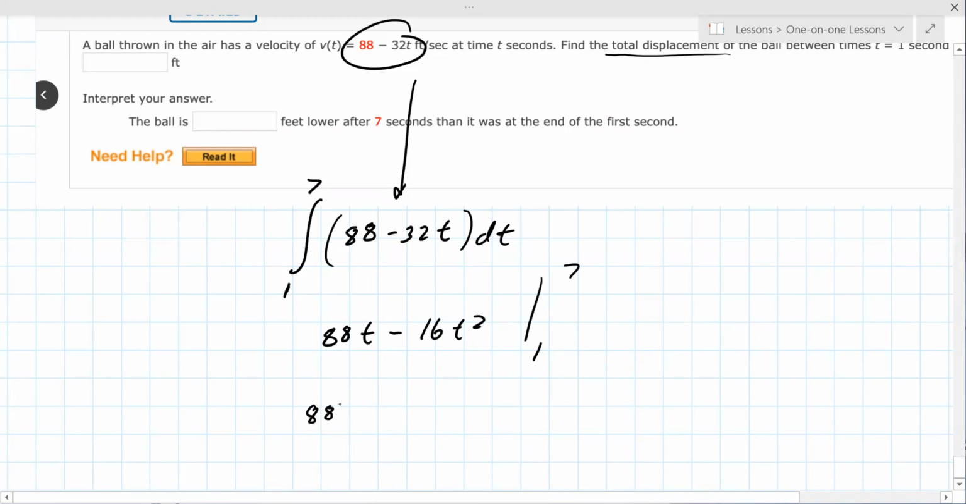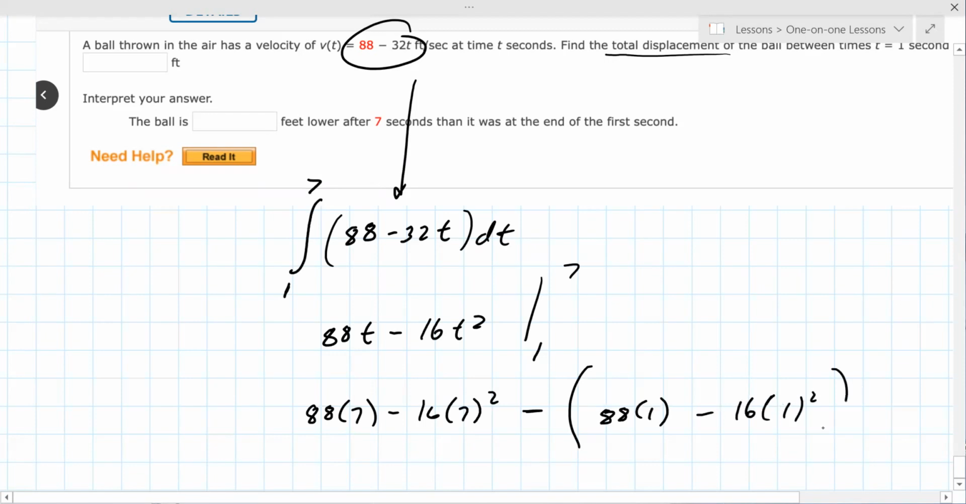So this is 88 times 7 minus 16 times 7 squared, minus, big parentheses, 88 times 1 minus 16 times 1 squared. Now this is where I also said, just throw this in your calculator. Show the work, but you've got to get the right number because that's what you're trying to get here. So let me get that number. It's Math 9, I think, is the integral on there. What, 288? Was it negative? No. Okay, so 288.